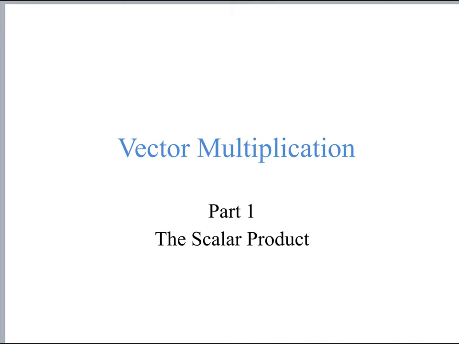Okay, now we want to look at vector multiplication. We've seen how to add and subtract vectors. We've done it graphically. We've done it by components. Now we want to look at how to multiply vectors. And it turns out that there's two different ways of doing that.